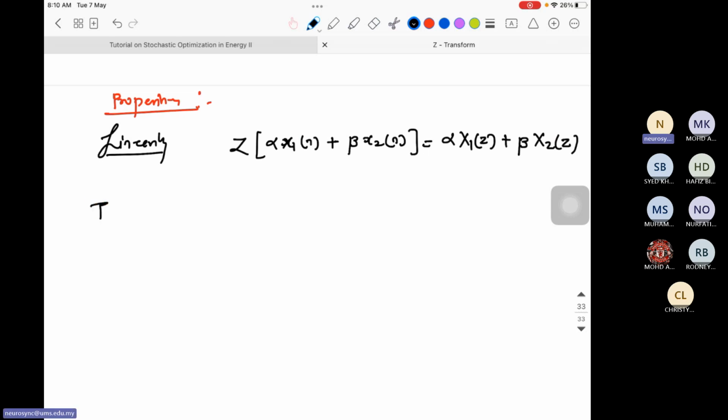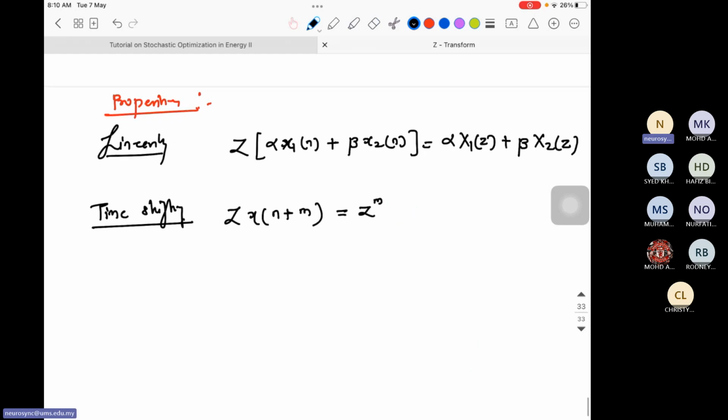Further property is time shifting. So time shifting means the Z transform of x of n plus m is equal to z to the power m times X of z. Okay, this is the time shifting property.